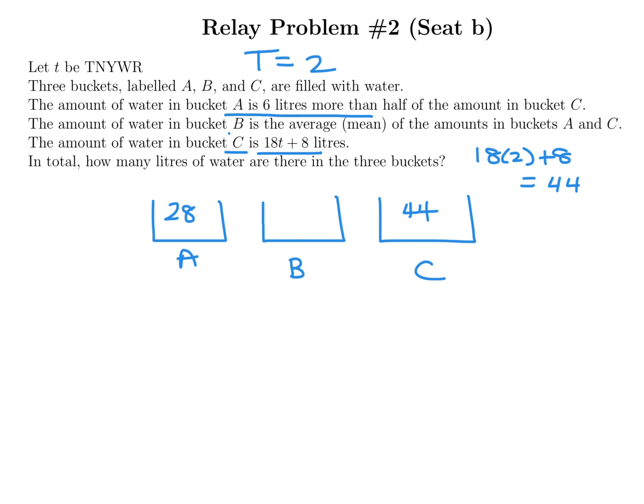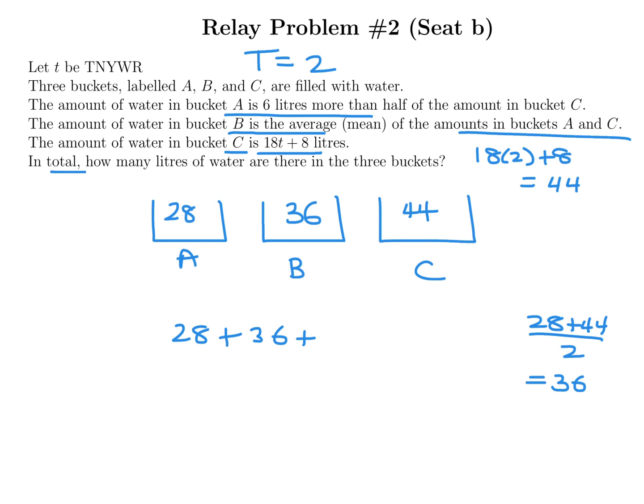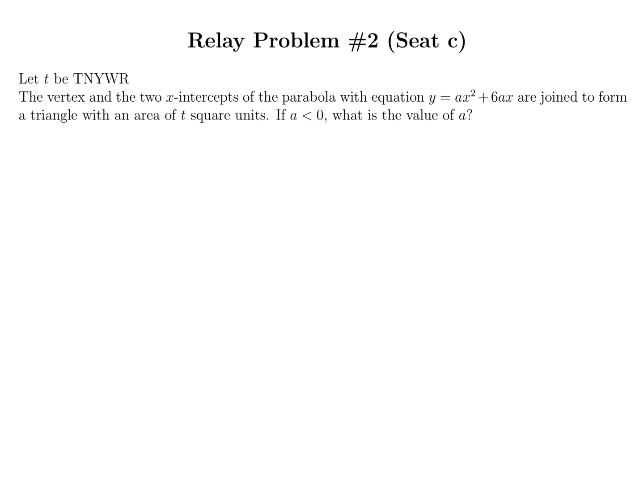And then the last one, bucket B, is the average, the mean, of A and C. So that would be 28 plus 44 divided by 2, which I believe is 36. So that's 36. And then now they just want you to figure out the total. Well, that'd be 28 plus 36 plus 44, and that is 108. T is 108.